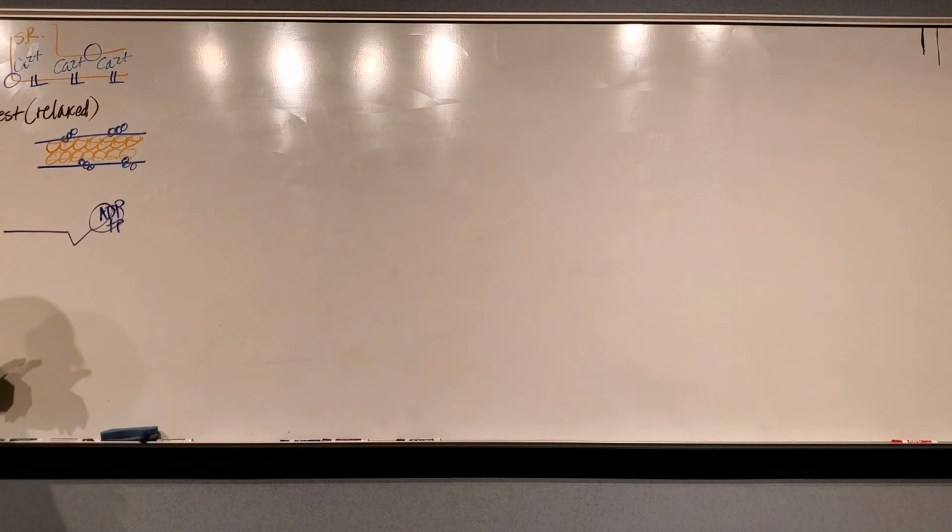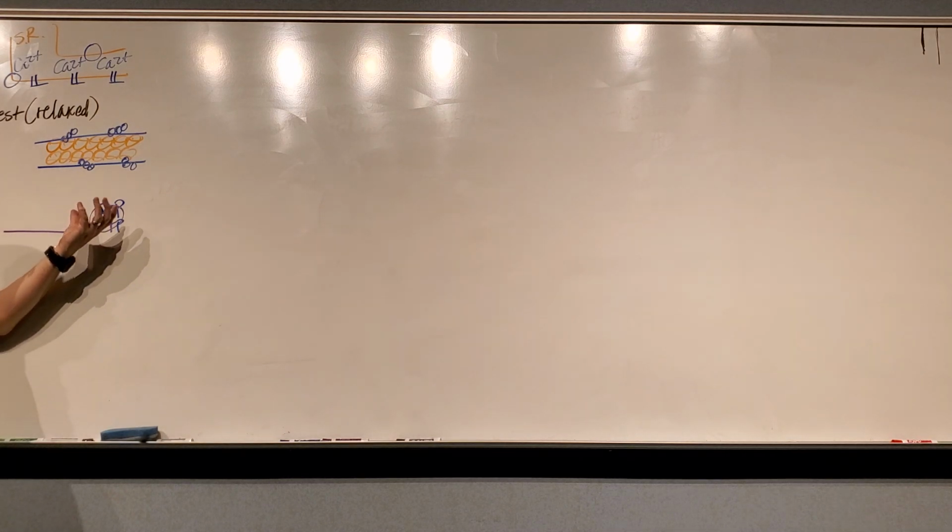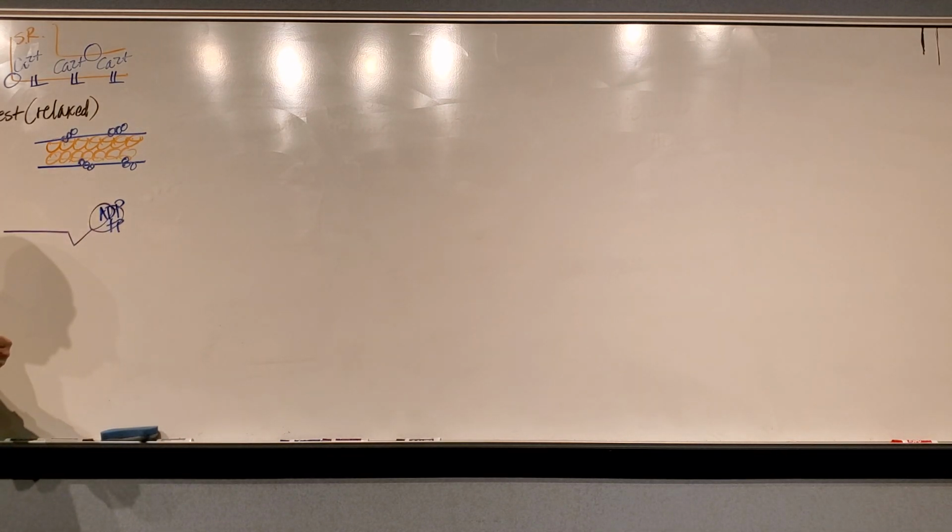So now, the myosin head has a high affinity for ADP. It has a higher affinity for the active site on actin.